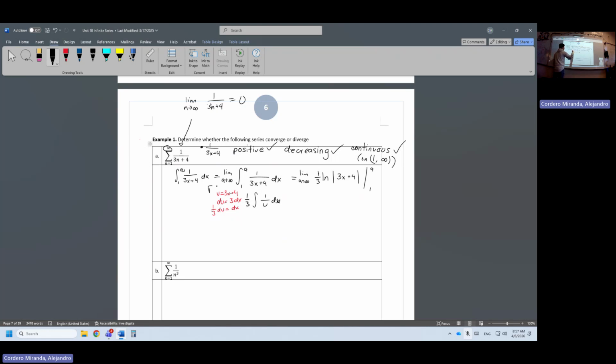Okay, and then my next step will look like this. Limit as a goes to infinity of 1/3 times natural log of 3a plus 4, minus 1/3 times natural log of 3 times 1 plus 4. Okay, and then the second part is just 1/3 times the natural log of 7.